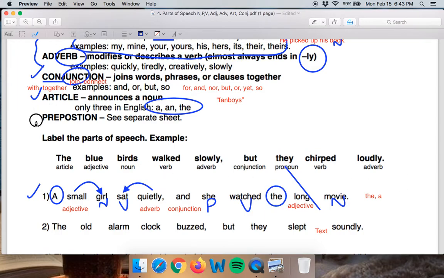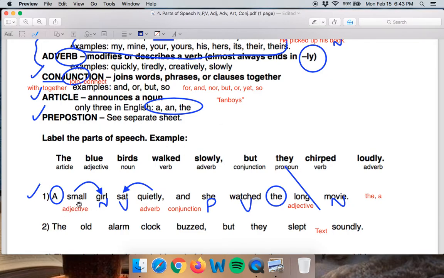And the last thing we're going to talk about is prepositions. But we're going to talk about those separately because prepositions are a very, very difficult part of speech. There are dozens and dozens of them, so we can't just memorize them easily like articles or conjunctions. And there isn't a really good definition for them. There's not a simple definition like there is for nouns, a person, place, or thing. So we're going to talk about those separately.